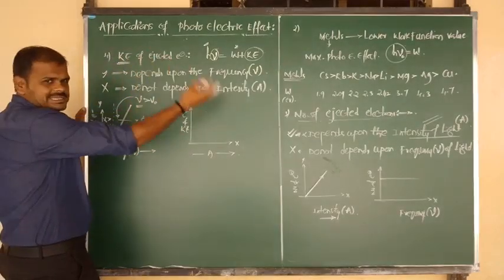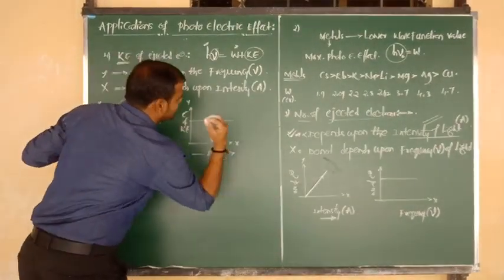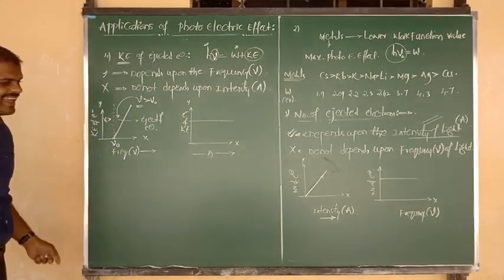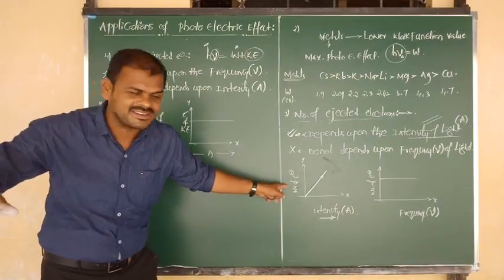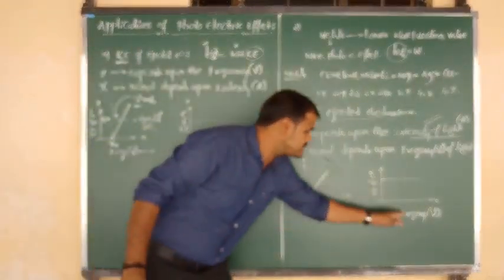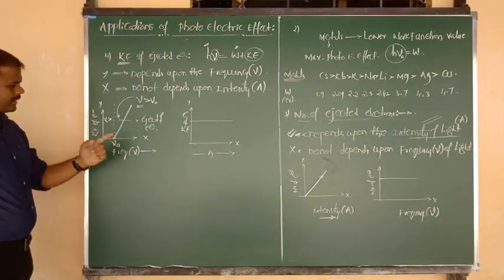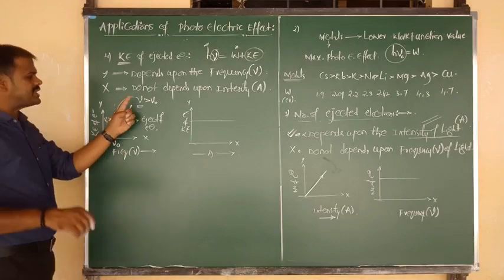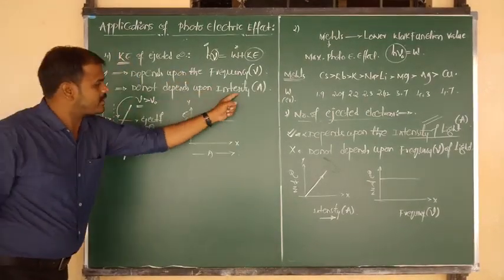The kinetic energy of the releasing electron does not depend upon intensity or brightness, so we have to draw it constant. By seeing the graph also we can say the same meaning. The number of released electrons depends upon intensity, directly proportional, but does not depend upon frequency, constant. The kinetic energy of the releasing electrons depends upon frequency, and the condition applicable is nu greater than nu naught. But kinetic energy does not depend upon what?